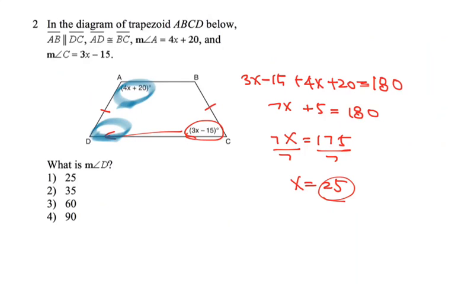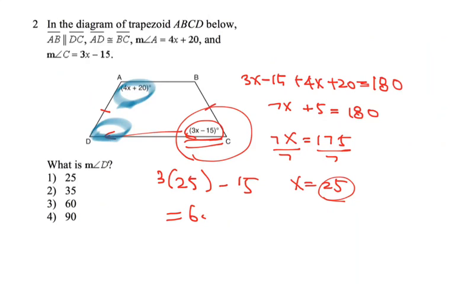But 25 is not my answer because I'm looking for angle D. That can be found by plugging 25 into x for angle C because they must be the same angle. So we get 3 times 25 minus 15. 75 minus 15 becomes 60. So therefore our answer is 60. Alright, so these are the simple applications of the trapezoid, and we'll stop here, and I'll see you later. Bye-bye.